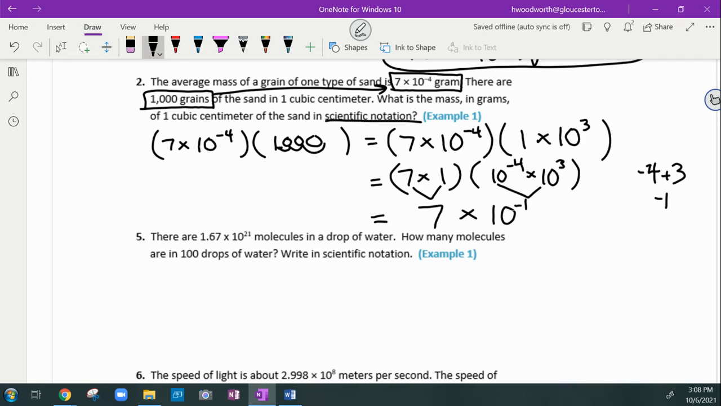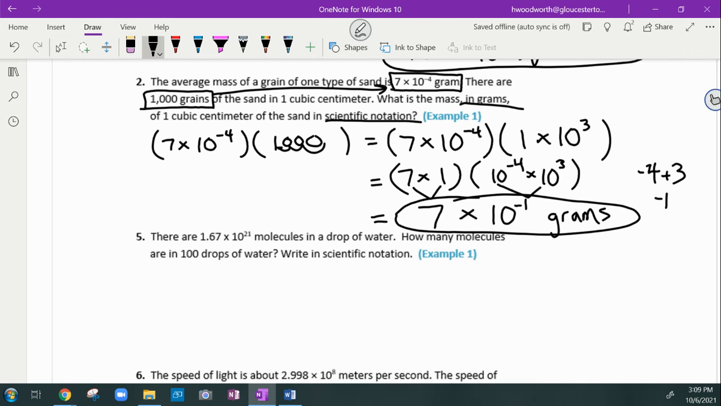And we read to see what our unit is going to be for this, and it asks us, what is the mass in grams? So this is 7 times 10 to the negative 1 grams, which makes more sense to me in standard notation or standard form, which would be 0.7 grams, just under 1 gram. But it asks for this, so we'll circle that.